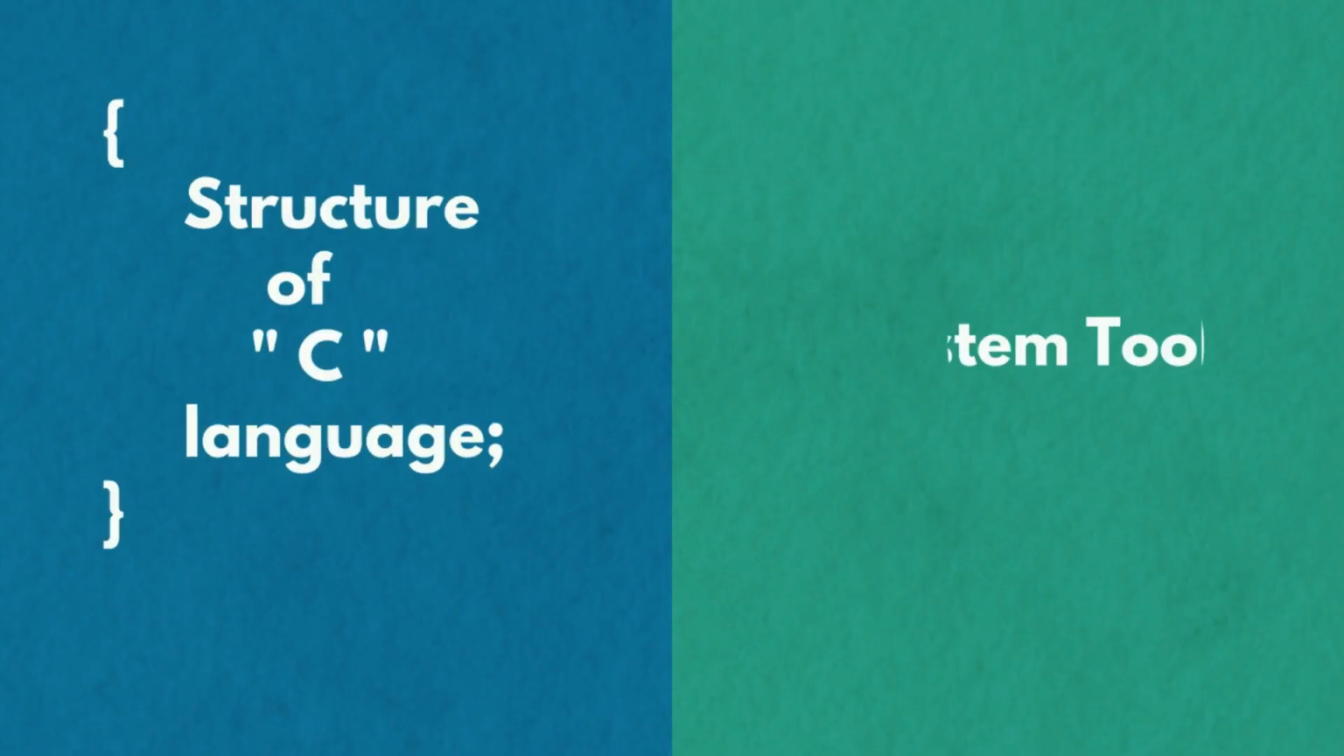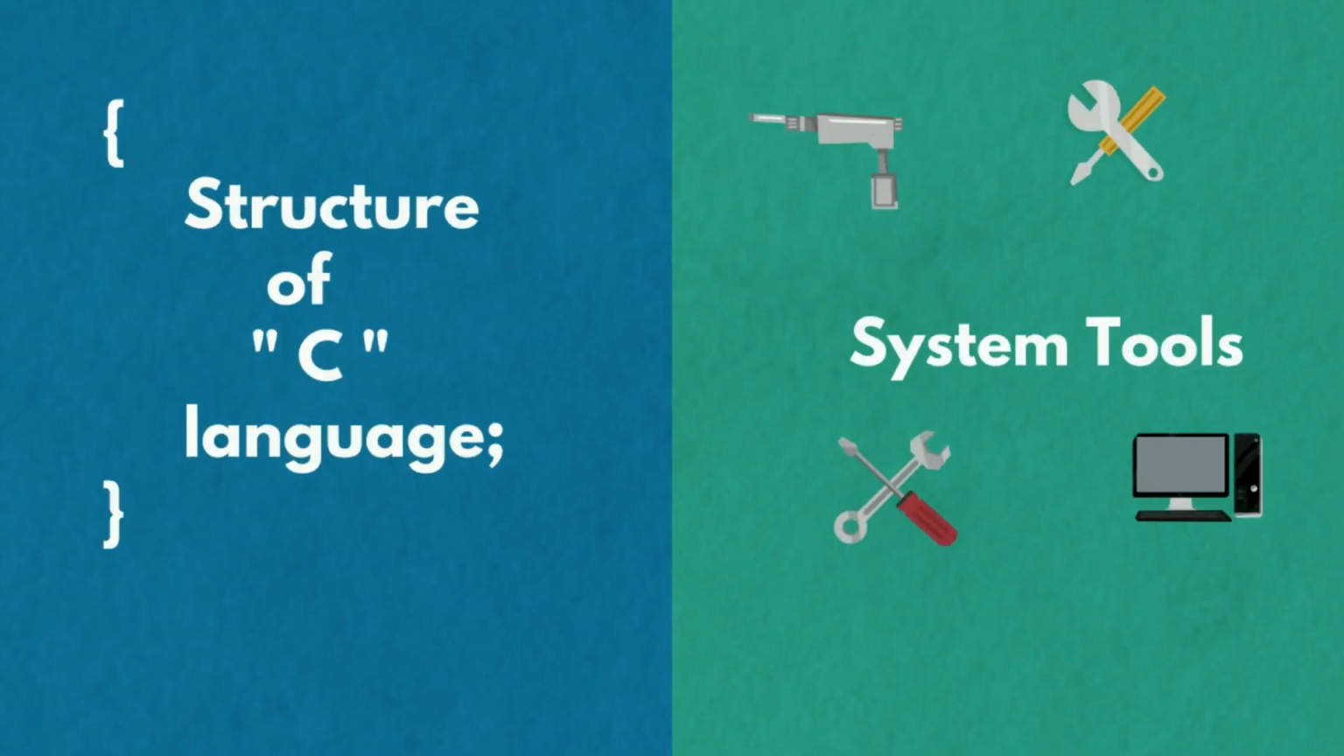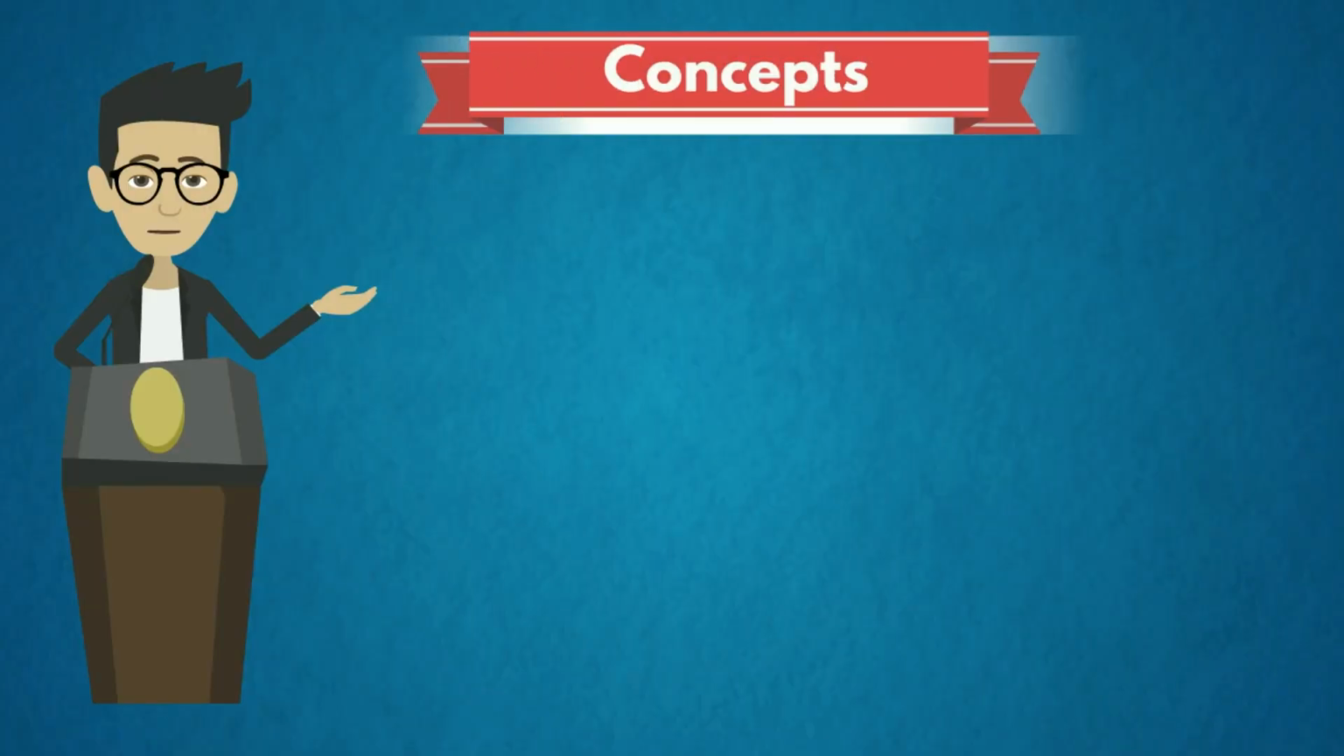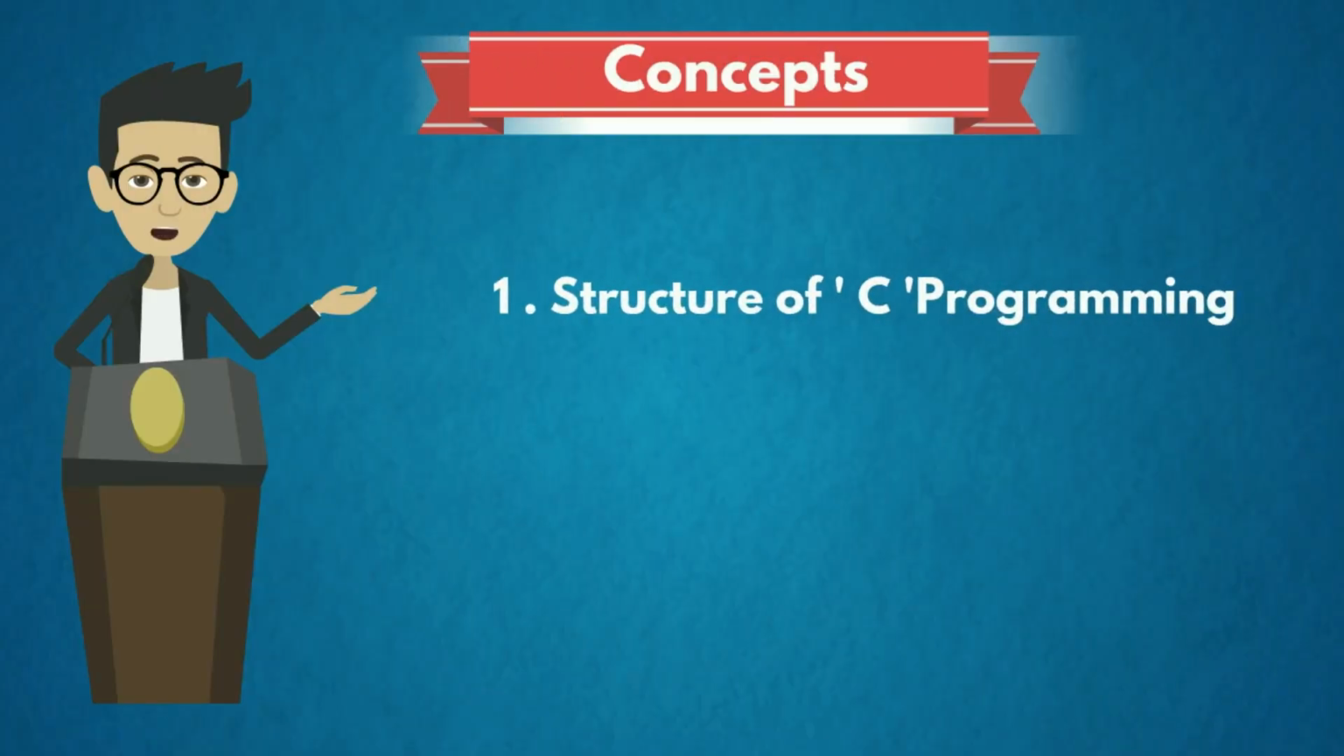Structure of C language and system tools. In this video, we are going to learn about how to use and where to use different sections, and system tools, the tools used for C programming. Let us continue our session. The concepts are: first one, structure of C programming, and the second one, system tools.